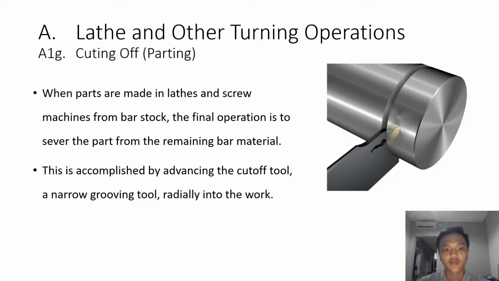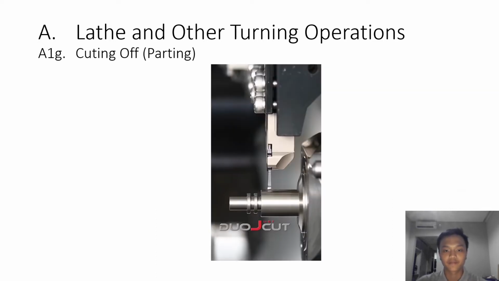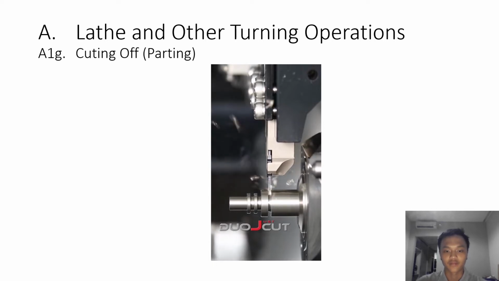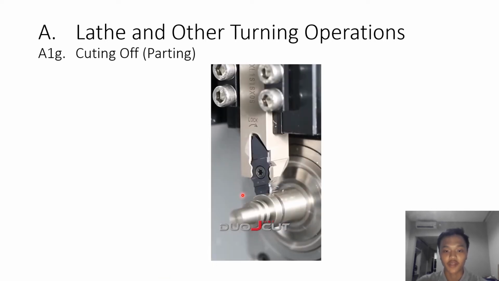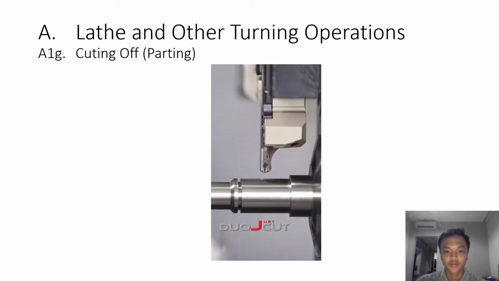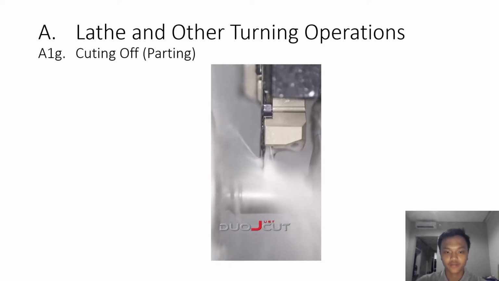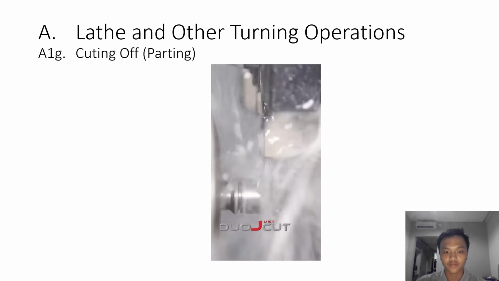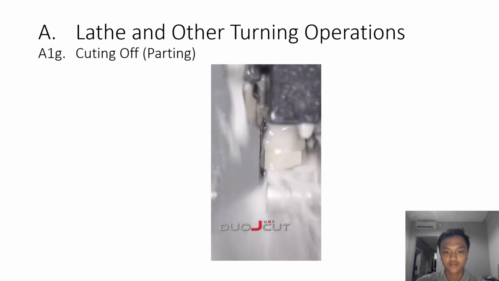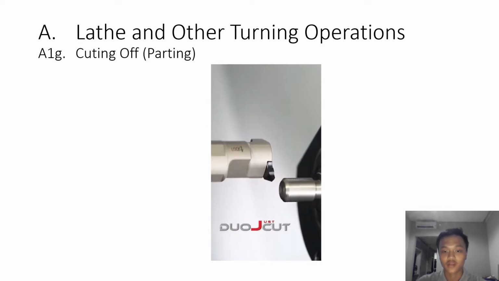Next one is cutting off or parting. When parts are made in lathes and screw machines from bar stock, the final operation is to sever the part from the remaining bar material. This is accomplished by advancing the cut-off tool, a narrow grooving tool, radially into the work. This is the process of the cutting off operation. So that's how the cutting off works.